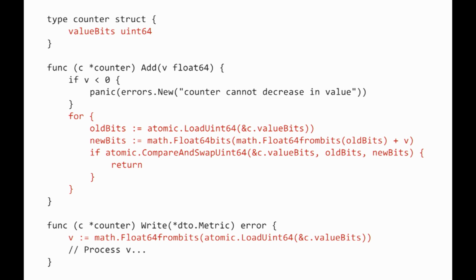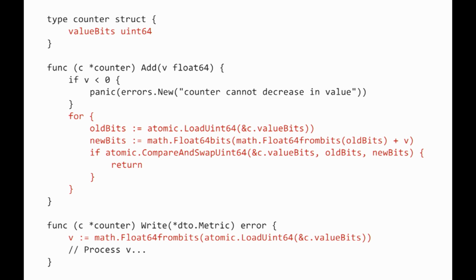The other problem is, how do we increment the float atomically? And that's the add method. And that's a bit more complicated. Stay with me. So first of all, you read the old bit pattern. So you load uint64, the value bits, fine. Then you calculate the new bit pattern by converting that bit pattern into a float, add our increment, and then convert it back into a bit pattern.